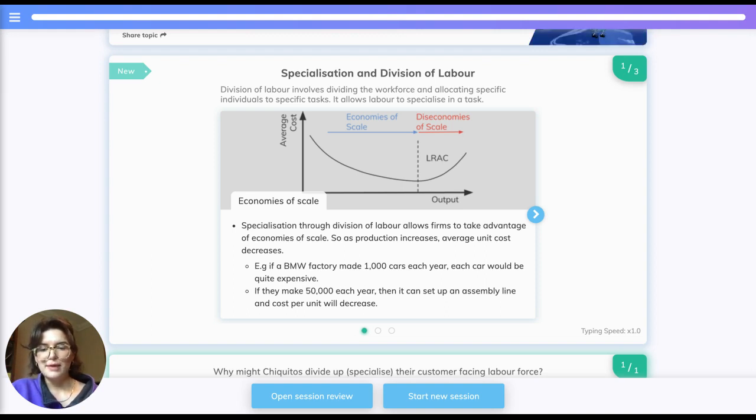For example, if a BMW factory made 1,000 cars each year, each car would be quite expensive. But if they made 50,000 each year, then they can set up an assembly line and the cost per unit will decrease. So essentially this is because there are high initial costs, for example, the machinery to create these cars. However, if you've got the machinery in place, then the cost per car becomes a lot lower.